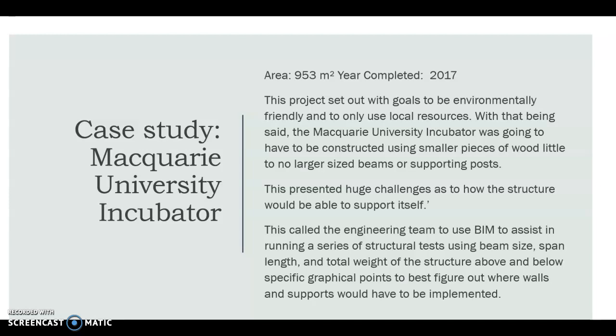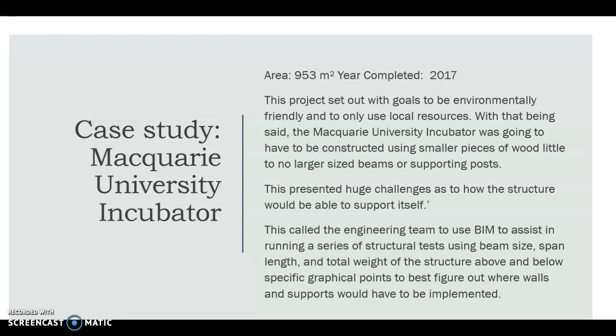This is the Macquarie University Incubator in Australia. This is a 953 square meter completed space at the university, finished in 2017. This project set out with goals to be environmentally friendly and to use only local resources. That being said, the university incubator could only be constructed using relatively smaller pieces of local lumber as opposed to larger size beams to support roofs, floors, and so on. So this presented a huge challenge as to how the structure could support itself.